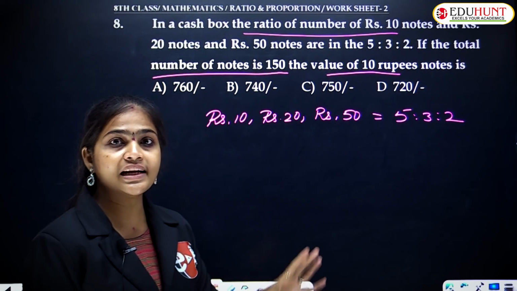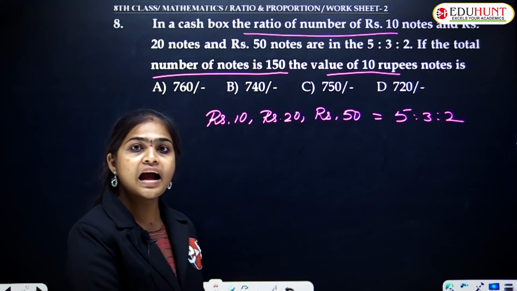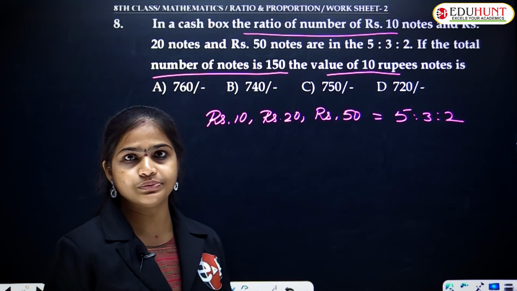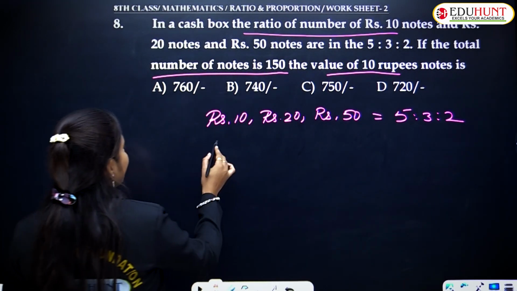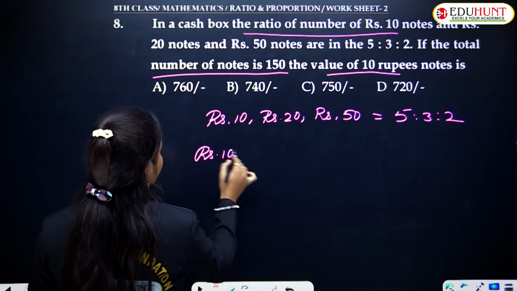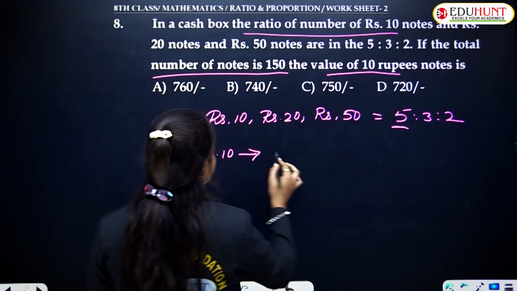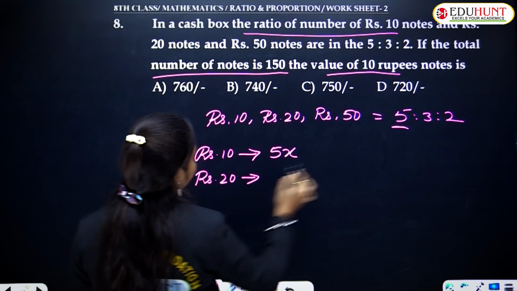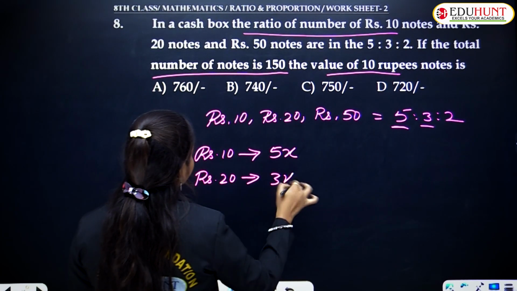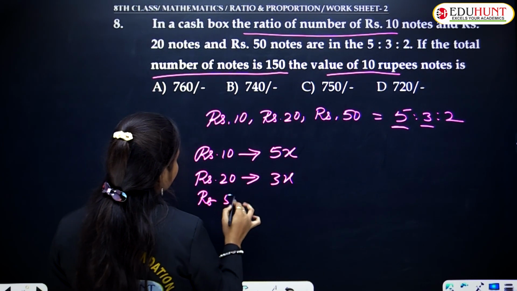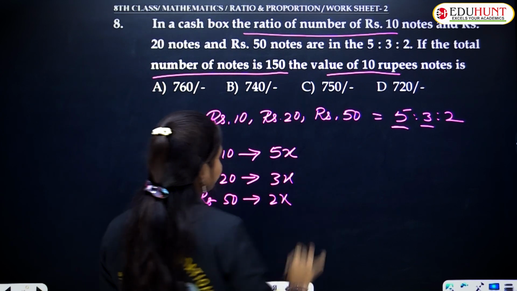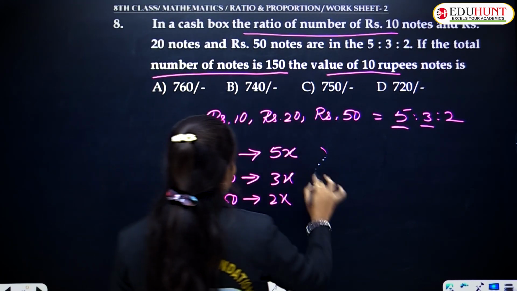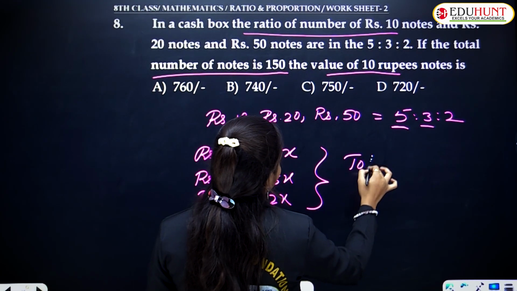So first we need to find how many 10 rupee notes there are. After that we need to find what the value is. Understand? So here, 10 rupee notes: how many notes are there? 5 parts, so 5x. Next, 20 rupee notes, how many notes are there? 3x. Next, 50 rupee notes, how many notes are there? 2x. Understand?